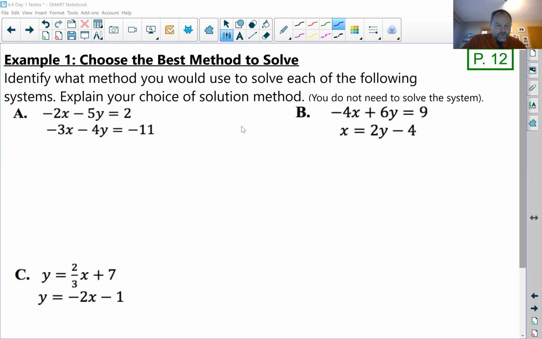All right, the second one. Should I use graphing, substitution, or elimination? Two more votes needed.